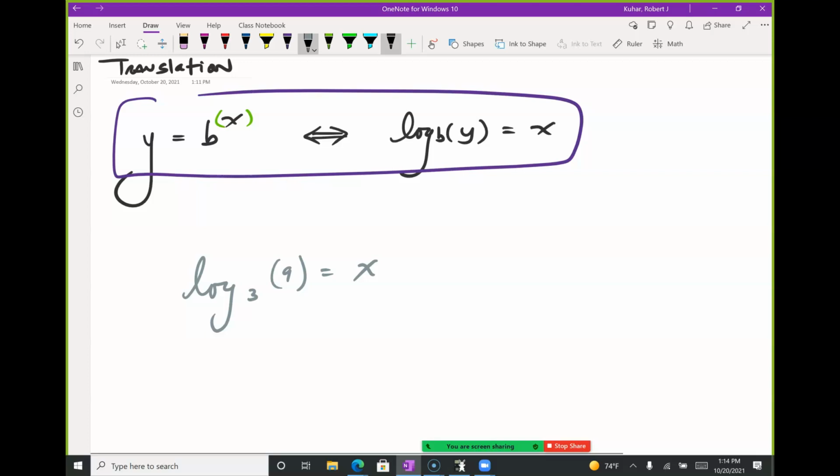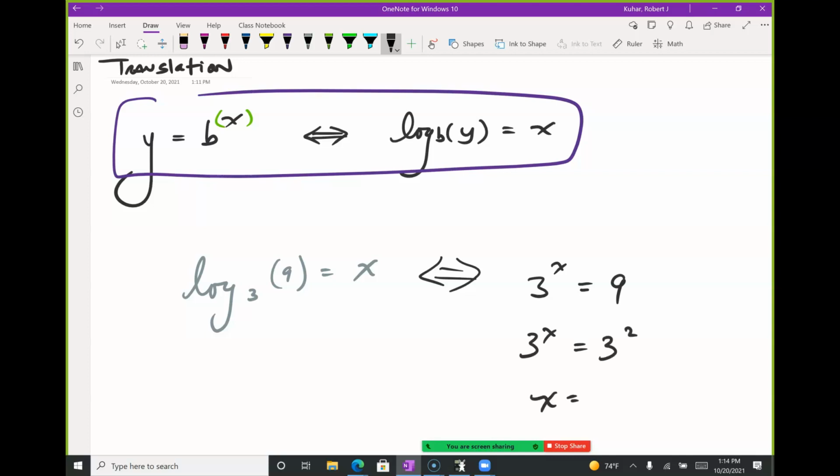What's the base? 3. Good. What's the exponent? 9. Nope. X. And what's the answer? 9. So at this point, we can say, oh, 3 to the x is 3 squared, so x must be 2.